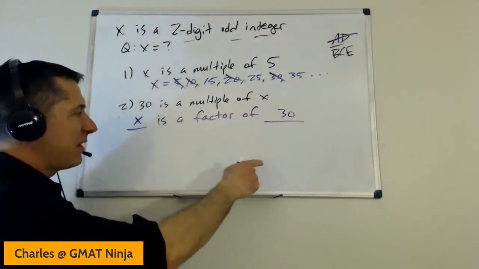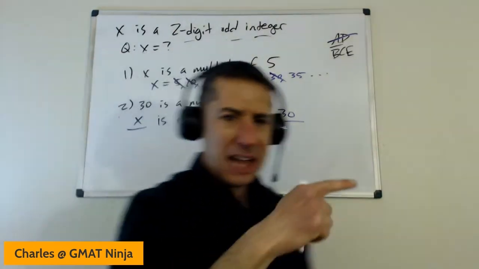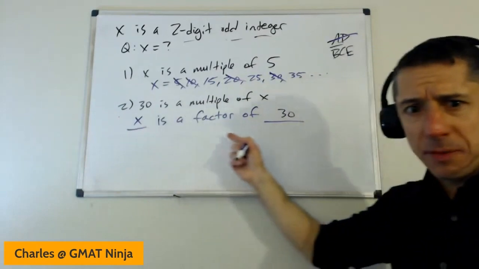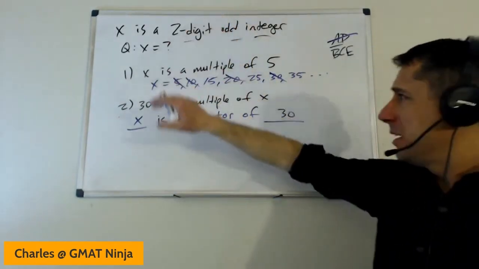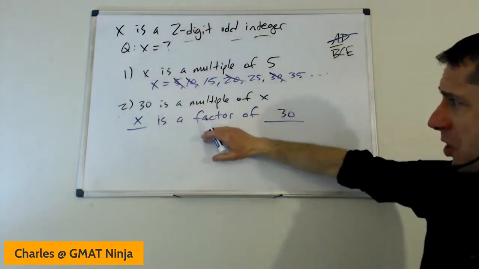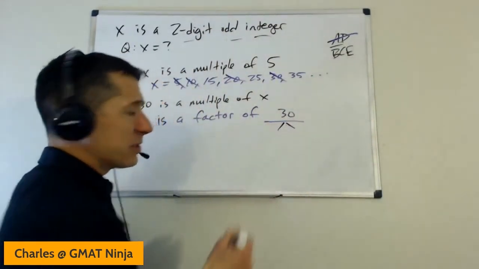Fair enough. Now, what does that tell me about X? I think what I want to know is, hey, what are all the possible values of X? I'm going to ignore all this stuff for now. It's just going to hurt my head. X is a factor of 30. So what are all the possible factors of 30?